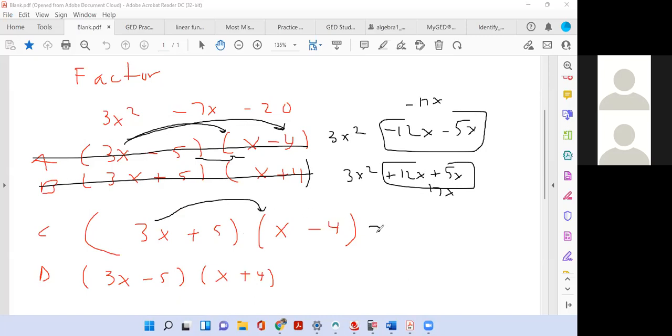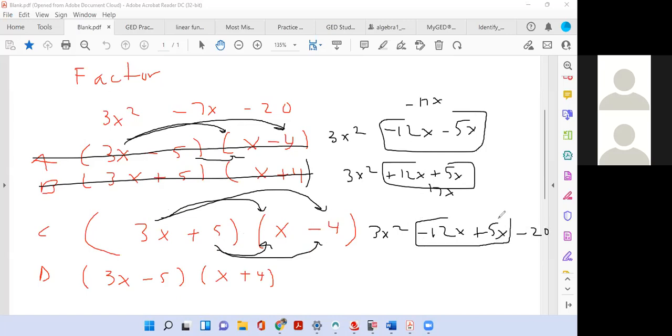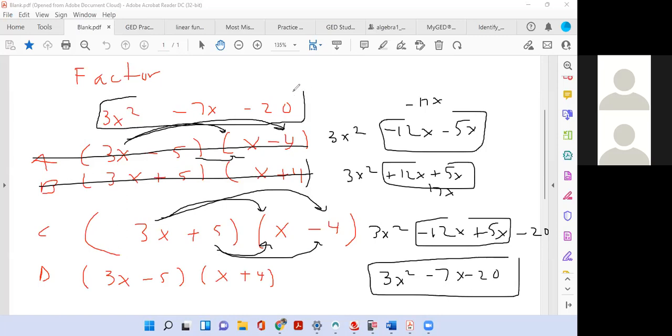Again, multiplying binomials. 3x times x is 3x squared. 3x times minus 4 gives you minus 12x. 5 times x gives you 5x. And then plus 5 times minus 4 gives you minus 20. When we combine these like terms, we get 3x squared minus 7x minus 20. That's what we were looking for here.